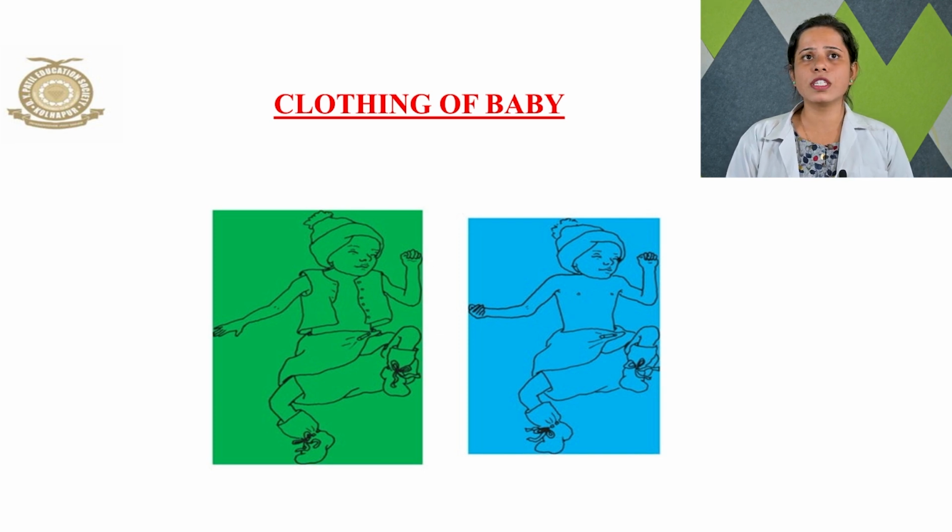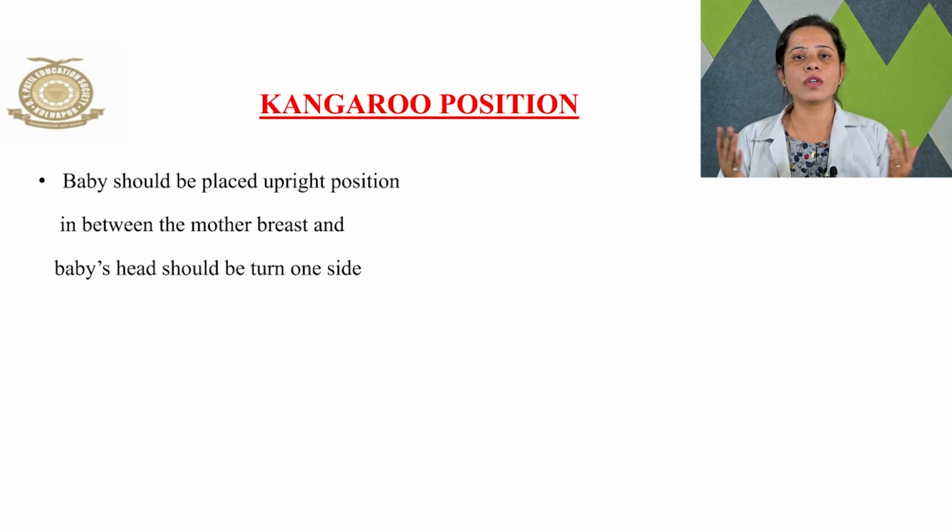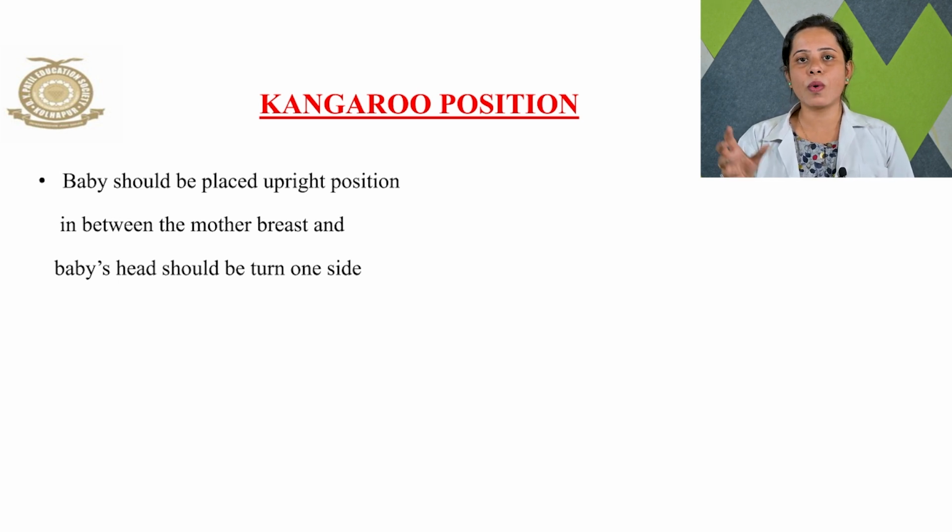Okay, the next we will discuss the kangaroo position. For the kangaroo position, we have to place the baby in an upright position between the mother's breasts, and the baby's head should be turned to one side. We have to turn the baby's head, either to the left or the right, to prevent apnea in the baby.